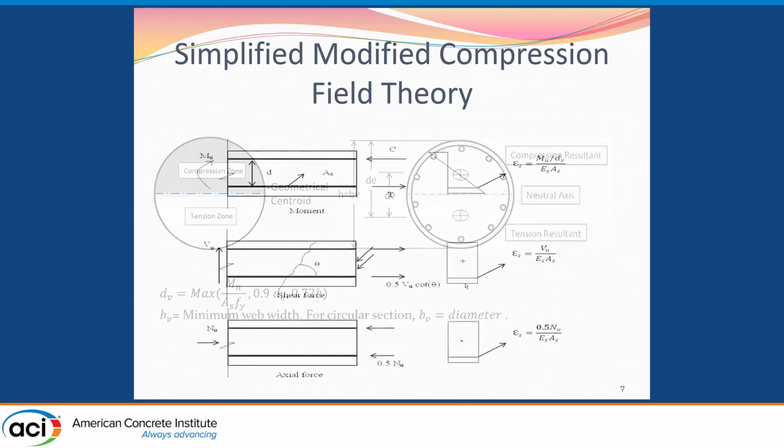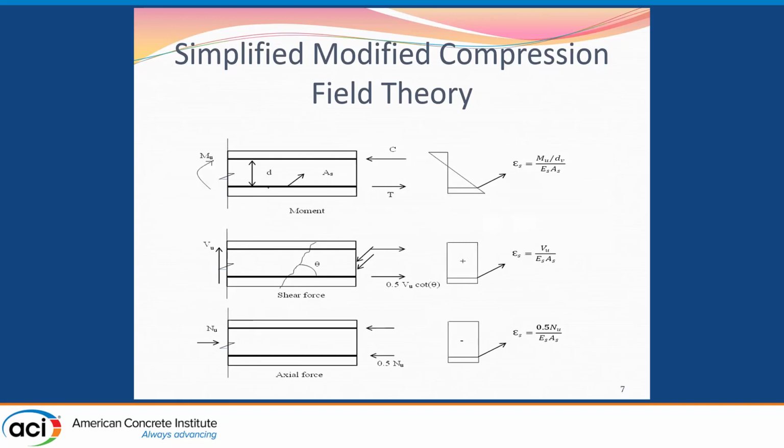As I said, the simplified modified compression field theory superimposes the strain induced by the moment plus the strain induced by the shear plus the strain induced by the axial forces. So at the end, we have one equation that says that the strain at the tensile forces is simply the summation of these three terms: the moment term, the shear term, and the axial force term.